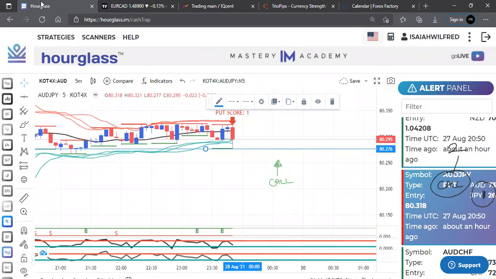So simple. After you count your confirmations, you mark up the support as your entry, you get the score, and then you go to your broker and take the trade. Simple. That's how we take trades with Cashtrap, right?